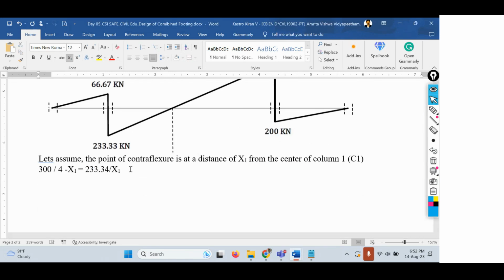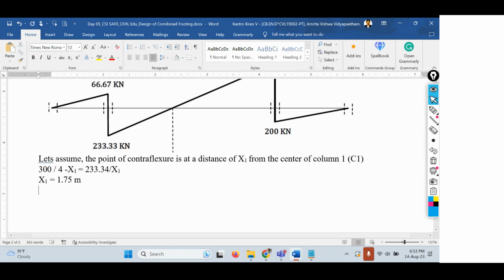If you solve this, you're going to get the value of x1, so I'll directly write that x1 equals 1.75 meters. If you solve this equation, you get x1 at a distance of 1.75 meters. That's the point of contraflexure value, the distance from the left side of the column.